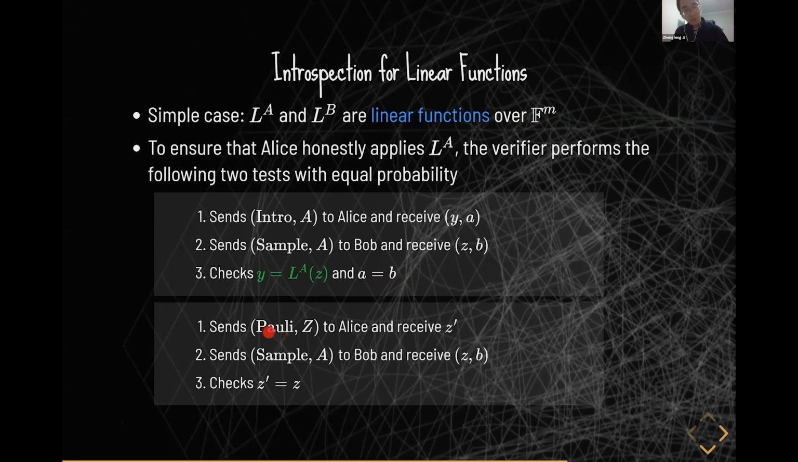So we do a cross-check between Pauli and sample to make sure that this Z is an honest Z measurement. And then we do a cross-check between intro and sample to make sure that Y is a correct function of Z, and also that answers A and B are the same. So that's a very easy thing that you can do, but of course that's not all the story.